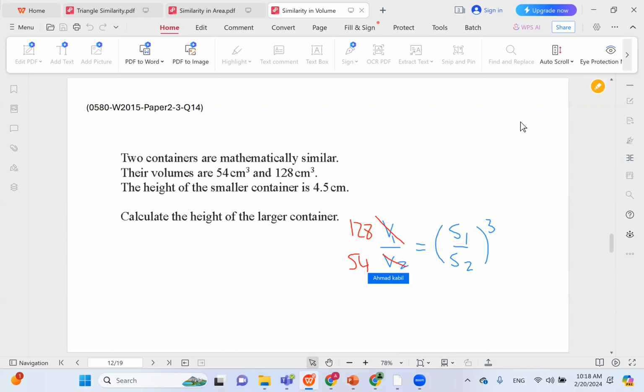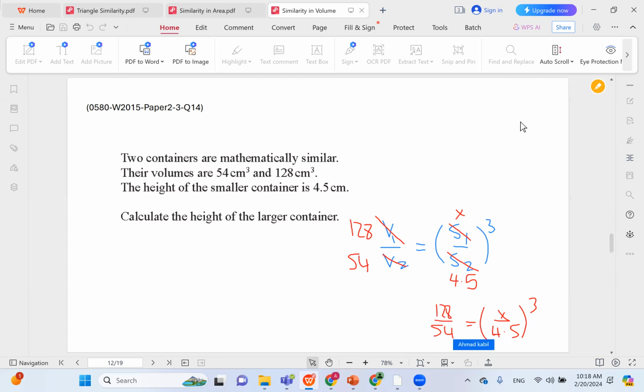S1 is not known because we want the larger side, but S2 is 4.5. Be careful where you place your numbers. We said that 1 is the larger, just to keep things consistent. So now, let's just put X instead of S1 here, to make things more familiar. So X over 4.5 to the power of 3 is the same as 128 over 54.